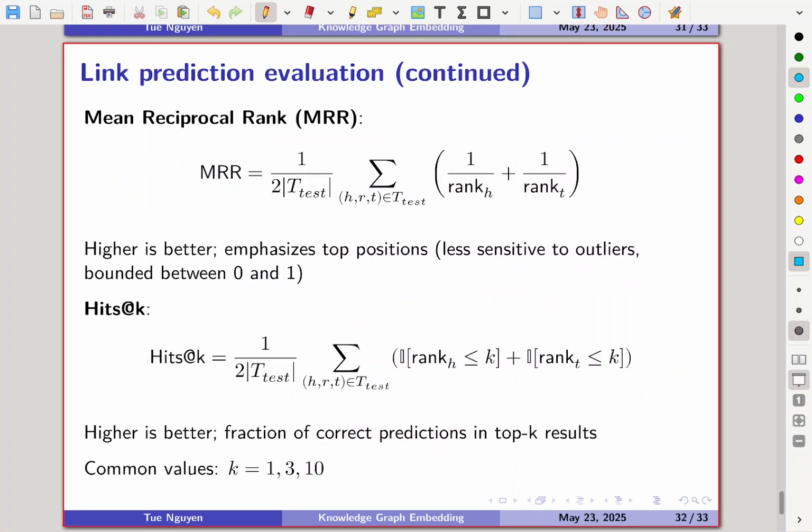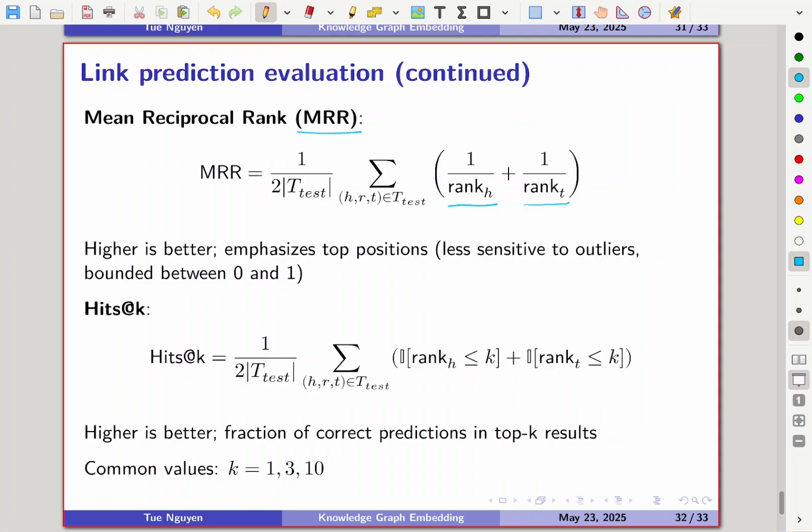The second measure is mean reciprocal rank, MRR here. The formula is almost the same as the mean rank, but now we invert the rank of heads and invert the rank of tails. And the meaning now is higher is better. It emphasizes the top positions. It's less sensitive to outliers, and also it is bounded between 0 and 1.